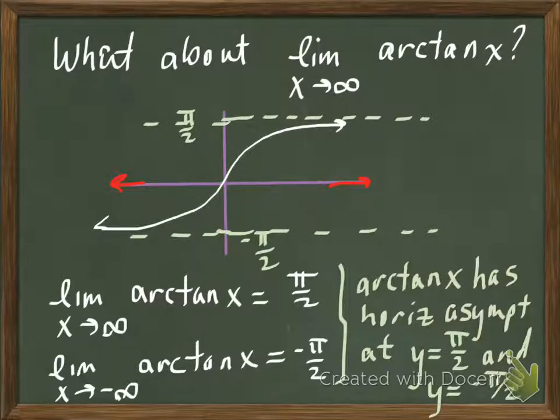Between these two functions, 1 over x and arctangent of x, we've seen two different scenarios. Either we can have a single horizontal asymptote, like y equals 0 for the function 1 over x, or we could have two horizontal asymptotes, as in the case of arctangent.